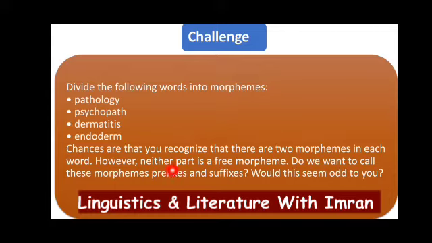However, neither part is a free morpheme. If you divide the word pathology into two parts, neither patho is a free morpheme nor logy is a free morpheme. Logy also needs something else and patho also needs something else. Similarly, derma is not a free morpheme and titis is also not a free morpheme. So titis needs something and derma also needs something.